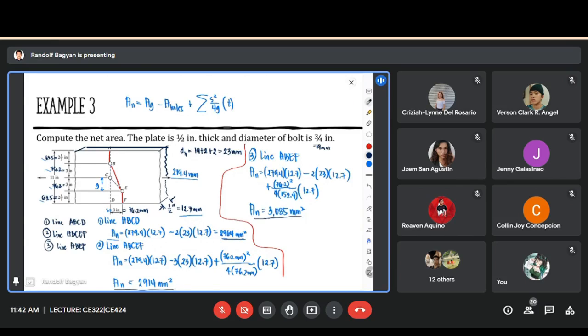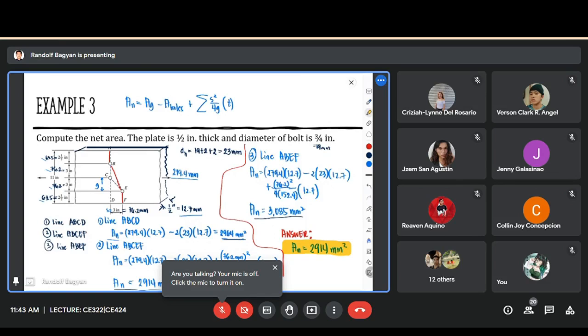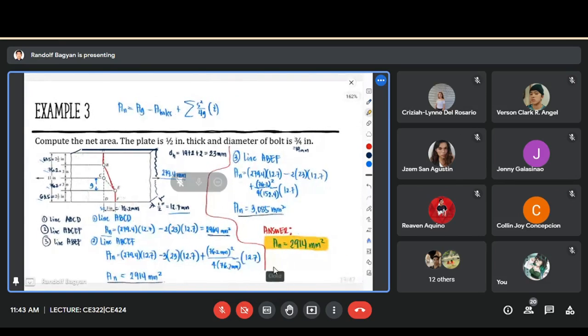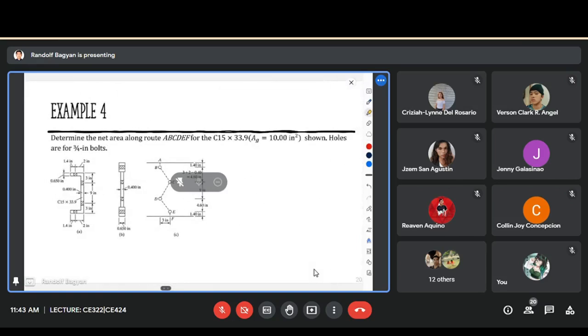So our governing net area, answer, An is equal to 2,914 square millimeter. Yan na yung gagamitin natin for the determination of the design strength or tensile strength plus. O, di ba? Naglaka lang. And then, we still have around 15-17 minutes.